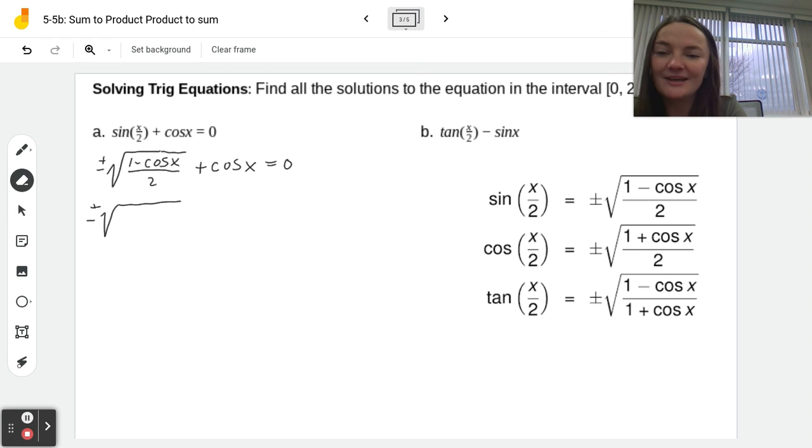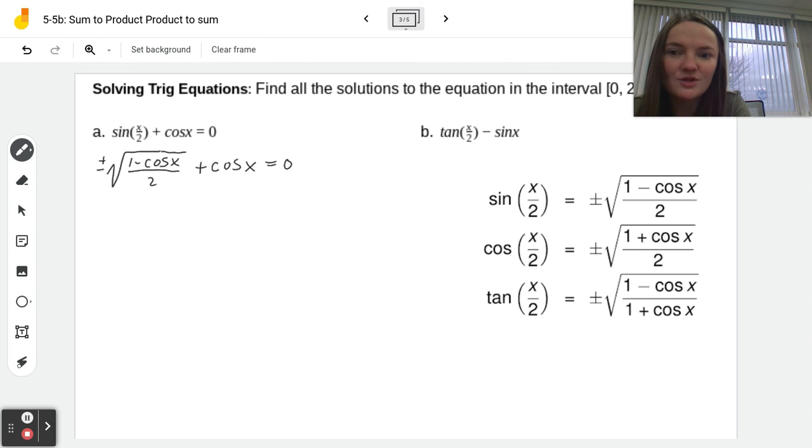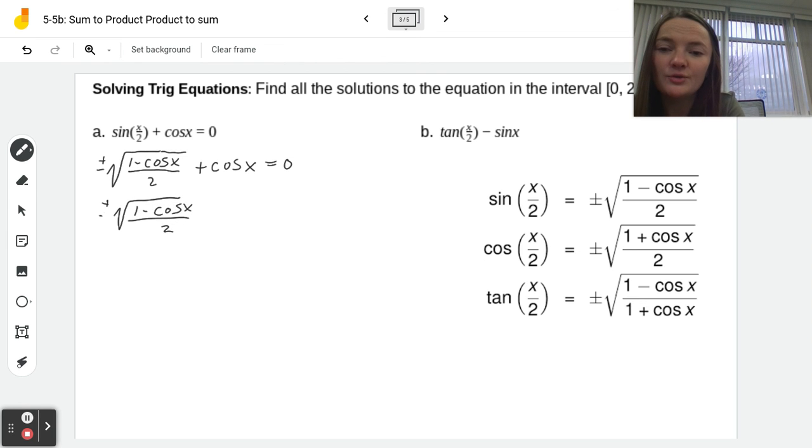Hopefully you had some time to think about this question. Honestly, I was looking at it at first and I thought maybe we could square or multiply by the conjugate. I do think probably the best thing to do is maybe move cosine to the other side and then square everything to get rid of that square root. So that's what I'm going to do first. I'm going to say plus or minus the square root of 1 minus cosine of x all over 2.